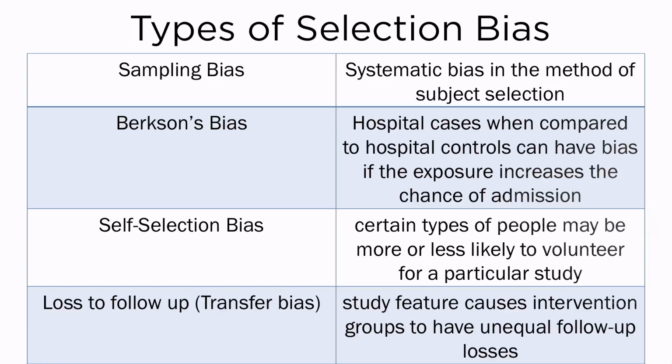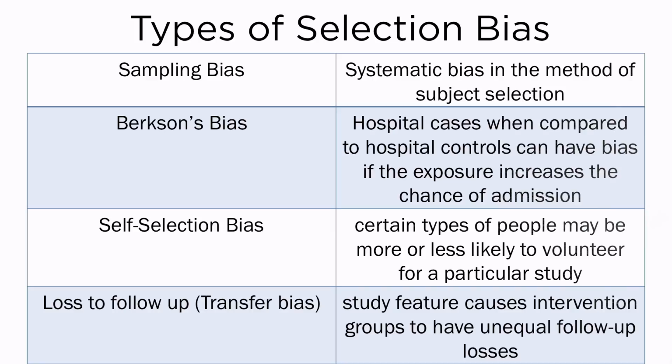Berkson's bias is another type of selection bias, which occurs when hospital cases are compared to hospital controls when the exposure increases the chance of admission. So I kind of remember this because I think of Berkson as being like an older doctor wearing a white coat, and so that's how I remember that it relates to hospital cases and hospital controls. But the more important thing to notice is that if the exposure increases the chance of admission, then that means that your controls are more likely to have the exposure because they were admitted.